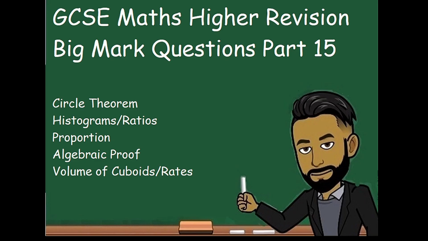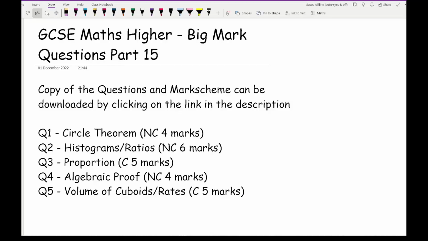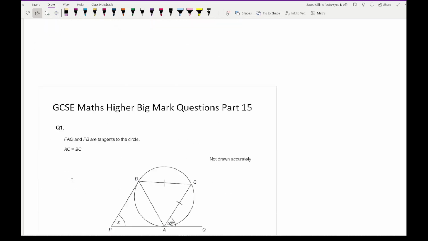so you can see how much you know and what score you would have got without looking through the answers. Now looking at the big mark questions that we're going to go through in this video, you can see that the questions and topics they're related to are generally exclusive to one topic. So here we're looking at circle theorems, histograms, proportion, algebraic proof and volumes of cuboids and rates. Now that last question is probably the one that stands out more as an amalgamation of two different topics. So let's get started looking at question 1.